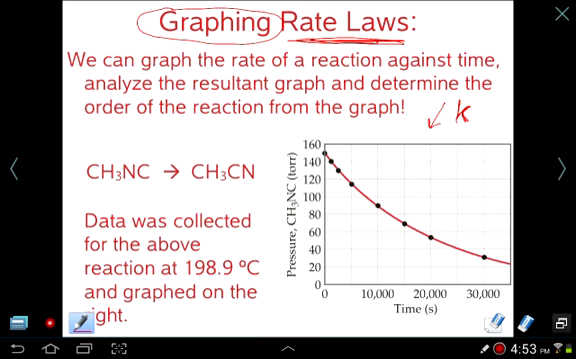So what we've got is a very simple reaction. One substance becomes another. So you can say A turns into B. And we collect the data as the reaction runs, and we decide to graph it. So in this case, a curve is produced that looks like this. We've seen similar curves before.